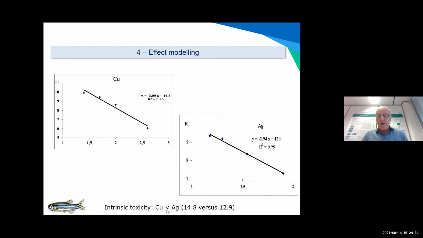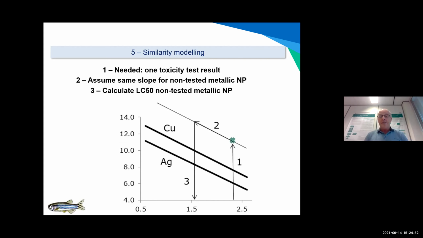So it is important to realize that it can be concluded from these two curves that copper nanoparticles are 2 orders of magnitude less toxic than silver nanoparticles, in terms of the number of particles needed to kill 50% of the organisms. Now, since the slope is the same, these equations can be used for predicting the toxicity of an unknown nanoparticle of a specific size, provided that for a nanoparticle of another size, a toxicity result is available.